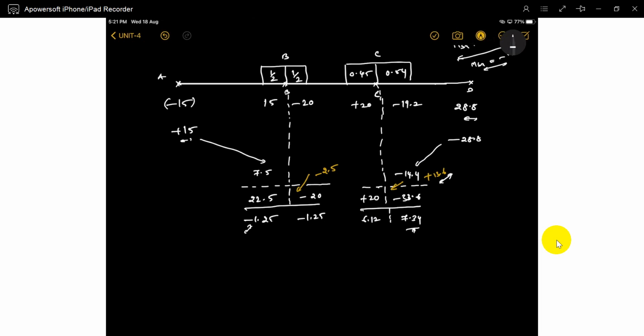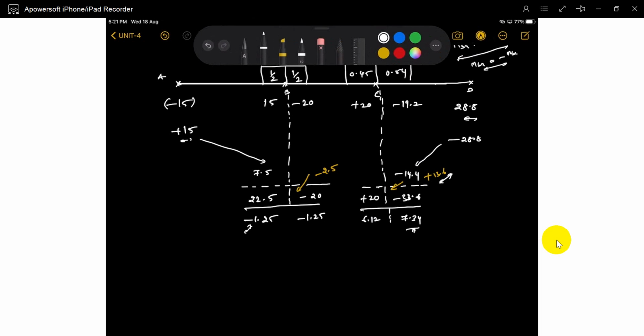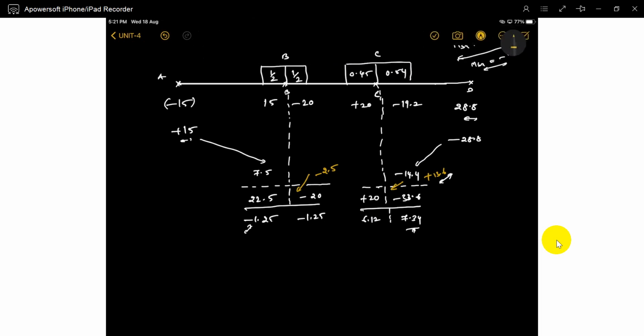That's it. It's over. But it's not over. Sir, what is the problem? So the problem arises. It's a continuous beam. The problem arises here. See, you just applied 1.25 here, na? You applied 1.25 here.